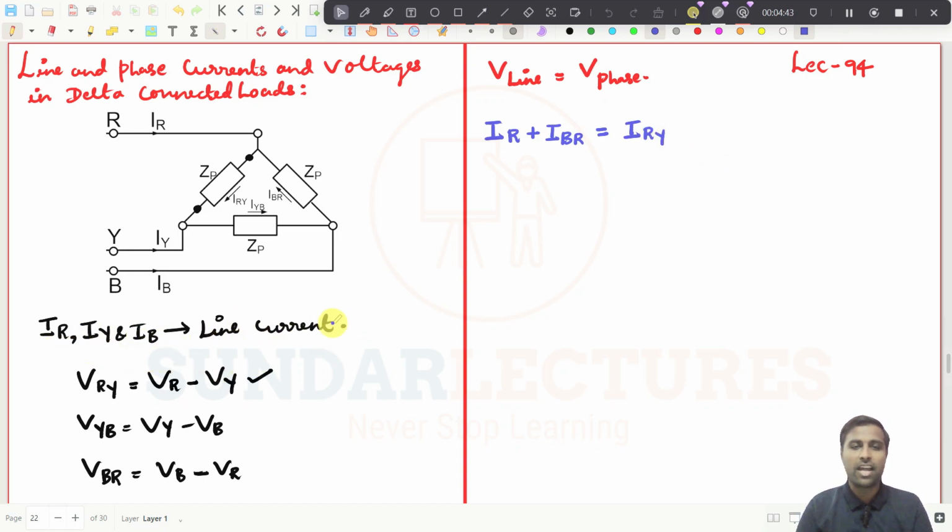This is the line current, and what is the phase current? I have already told you this is the line current. And the phase current is IRY, and then IYB and IBR.